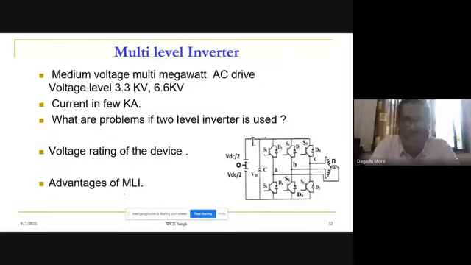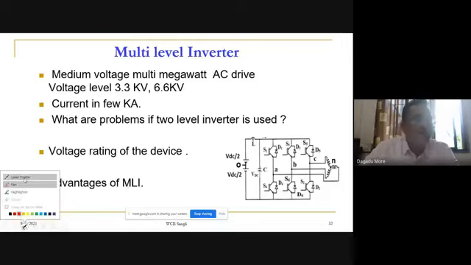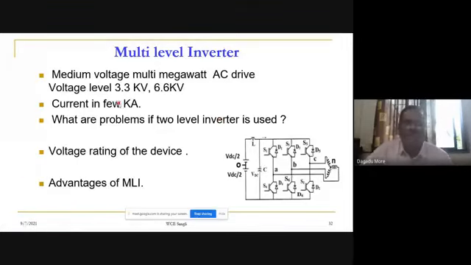Our next topic: what is meant by the multi-level inverter? So today we just make the introduction to this. We have some multi-megawatt drives, induction motor drives, which are fed from an inverter. The voltage rating of this induction motor will be 3.3 kV or 6.6 kV. This is called medium voltage. Our 400 volts is what we can call low voltage. 3.3 kV or 6.6 kV we can call medium voltage.